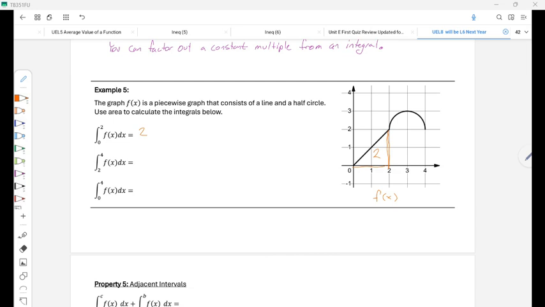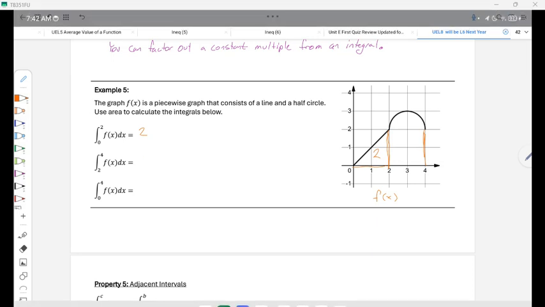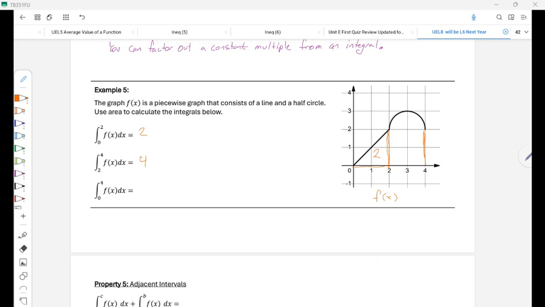Slightly more complicated is the integral between 2 and 4. It is a square with a half circle with radius 1. When I put the two pieces of that area together, I don't want to separate them for this example. I have the square, which is 4, and a half circle with radius 1 has an area of pi over 2. I'll write that in here, 4 plus pi over 2.